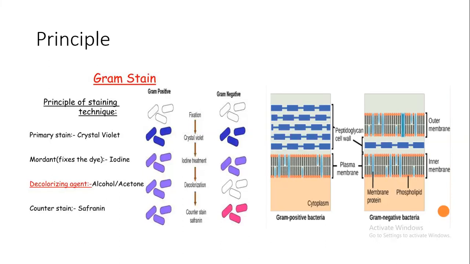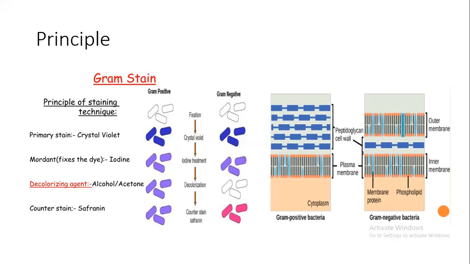Gram-positive bacteria, on the other hand, contain an inner membrane followed by the peptidoglycan layer or the cell wall layer, which is multi-layered. It doesn't show the presence of an outer membrane. So overall, the lipid content present in the gram-positive membrane is less. During gram staining, we make use of four reagents.